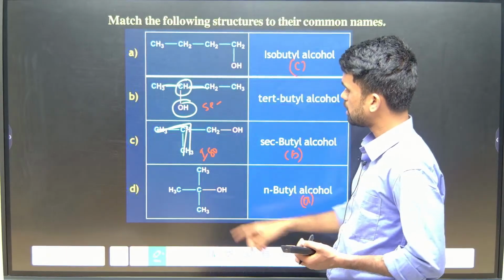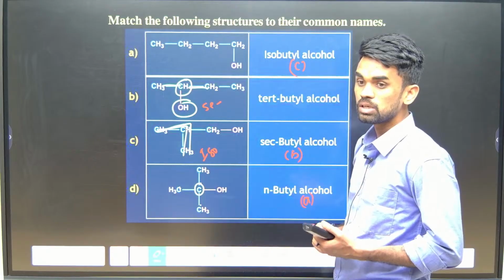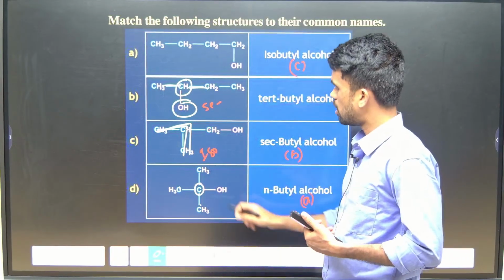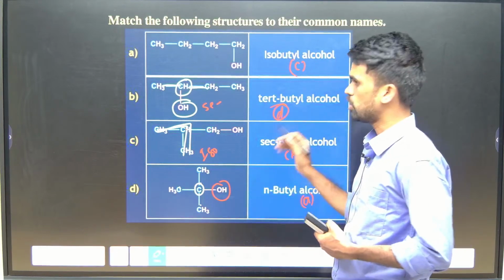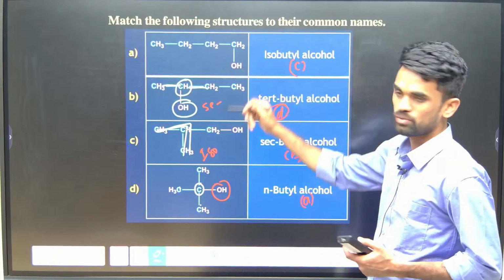Next, what about D? See, this carbon is attached to 3 carbons. So what can you say? Tertiary. So D2. That's it. So this is how you need to match their names. These common names are important here, whatever we discussed.